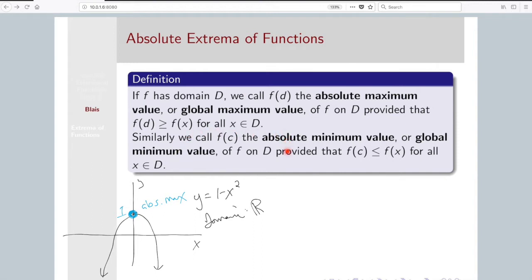Similarly, the other way, we have an absolute minimum or a global minimum value, f(c), as long as f evaluated at c is less than or equal to f(x) for all the other valid x that can be fed to f. So for all the x in its domain.